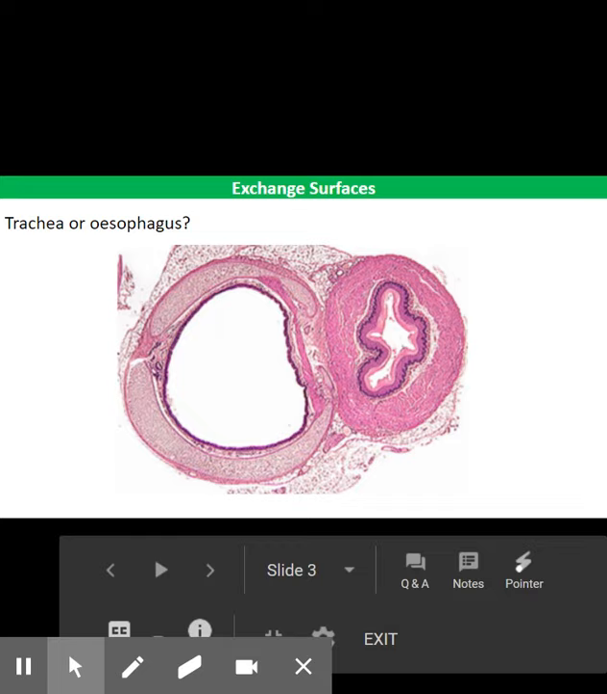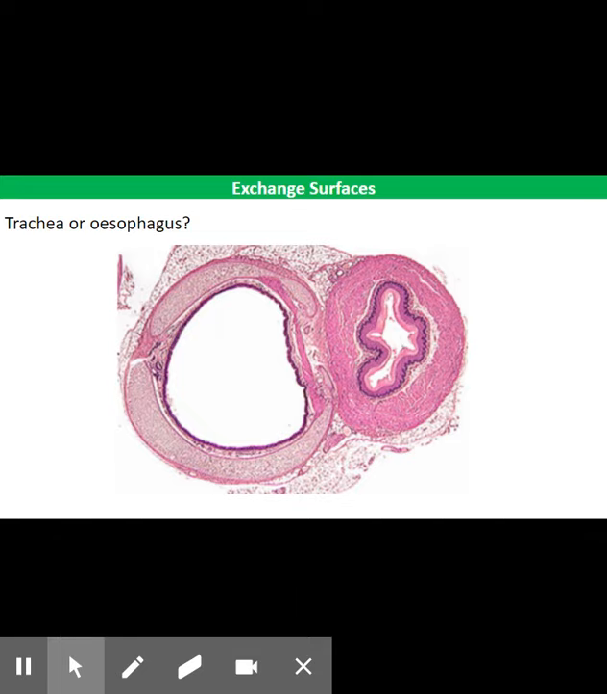Now, I'm going to give you a moment to have a look at the slide in front of you. There are 2 tubes shown on the slide. Which one do you think represents the trachea and which one do you think represents the esophagus?